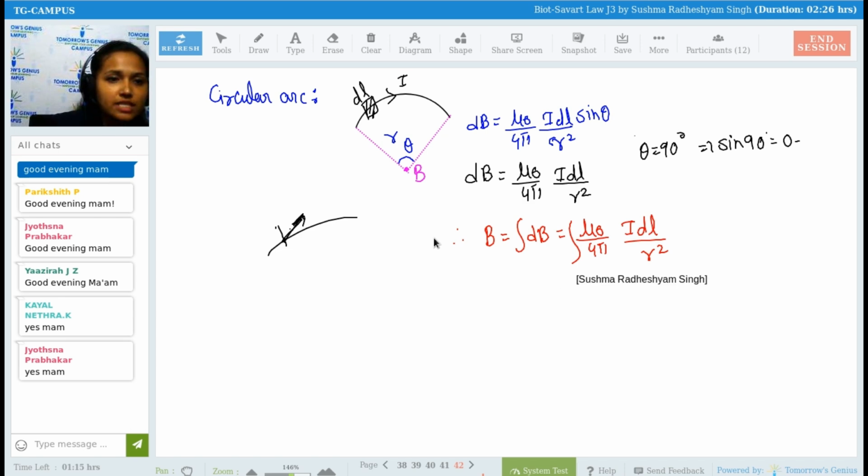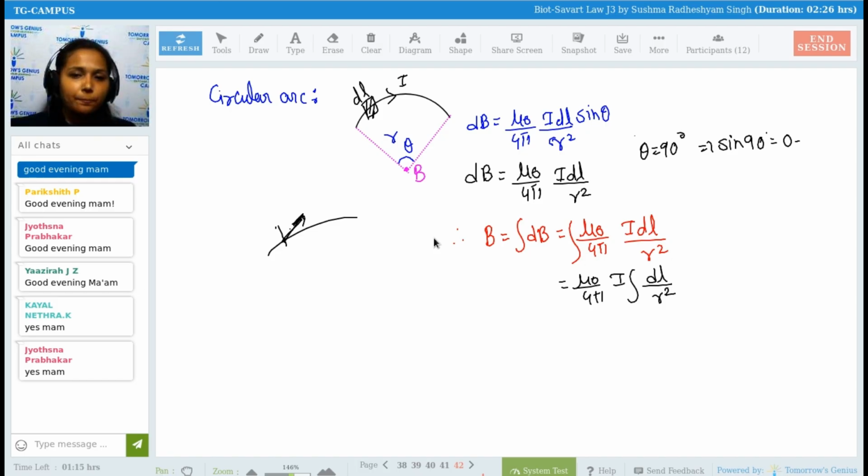What is your integration? So your mu naught over 4 pi is outside, I is also outside. Then we get dl over r square. Now students, what is the value of dl over r square? Okay, see students, no problem. This is your dl, this is your I, this is your theta. Just apply.